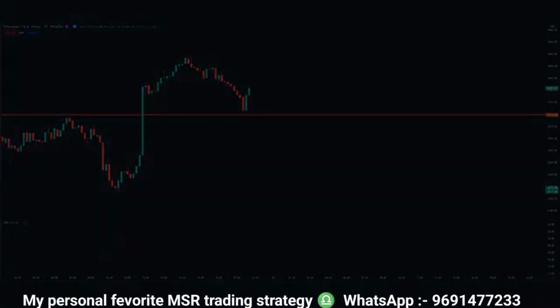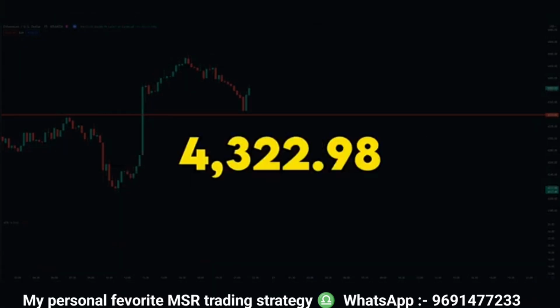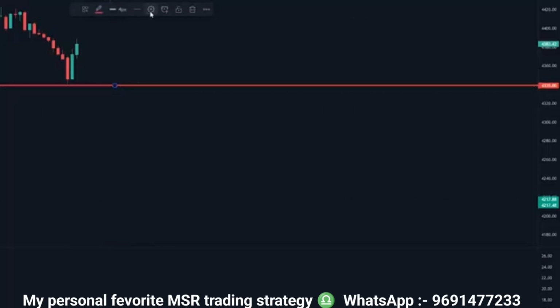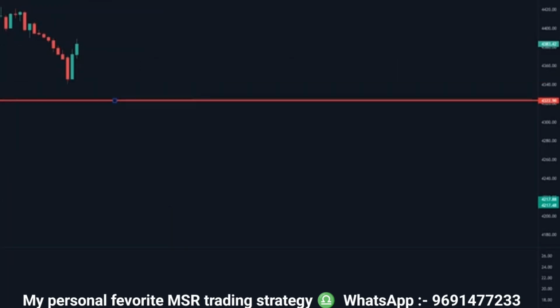So what you do is take the 4,339 and subtract 16.02 from it, giving us 4,322.98. This is the new level of where we're going to be setting our stop loss. So all you have to do is move our stop loss from the old value to our new value. So yes, we do have a larger stop loss, but that's the whole point. We don't want to get stopped out because the market is more volatile than we thought.